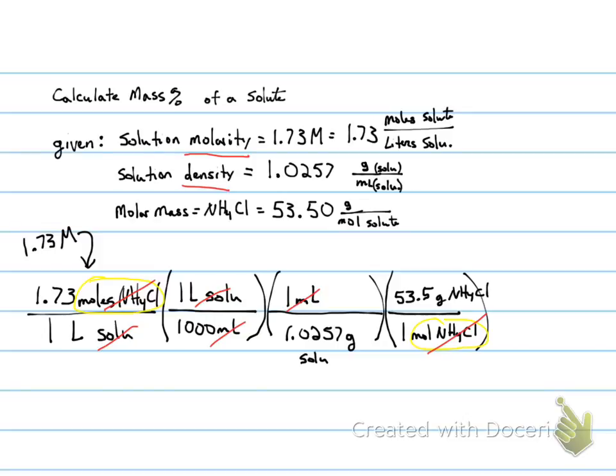So if I multiply all my fractions across and divide, I'll be left with 92.55 grams of the solute, NH4Cl, divided by 1025.7 grams of the solution. Well, grams over grams is our mass percent. So I divide those two times 100%, and I'll end up with 9.0% solute, NH4Cl.